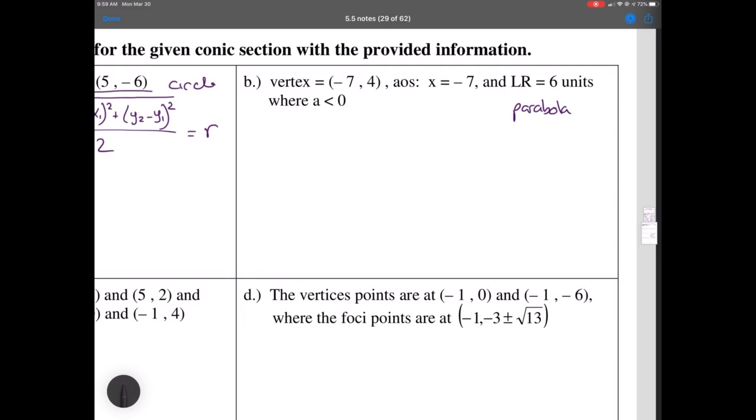So if we know that it's a parabola, we can use the given information to identify the equation. Well, you were given the LR, and we know the LR, 6 has to equal 1 over A, the absolute value of that. Well, if that's the case, A equals 1 over 6, but it's going to be negative 1 over 6 because A is less than 0. You already have your vertex, and you have your axis of symmetry, x equals negative 7. So that tells you the direction of the parabola. And that lets me know this one's going to be vertical. So you can use that given information to write your equation.